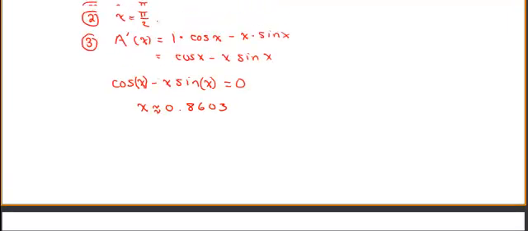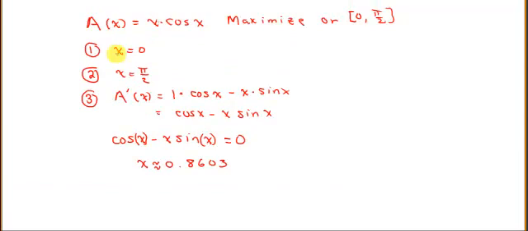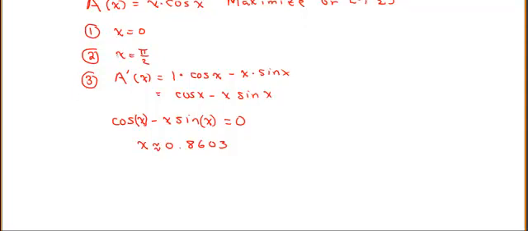Now if we look at this, we want to find the dimensions of this rectangle. I guess what we can do is look at the second derivative at this point, and I'll let you do that just to find out. But if I just look at x equals 0, remember A of x is equal to x cosine of x.